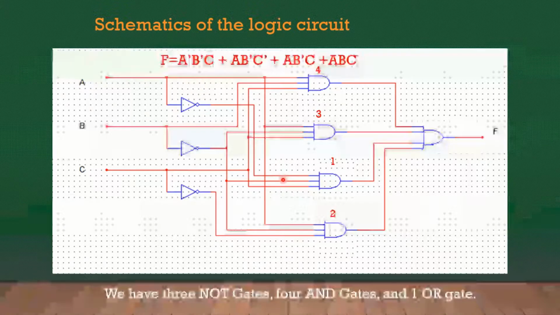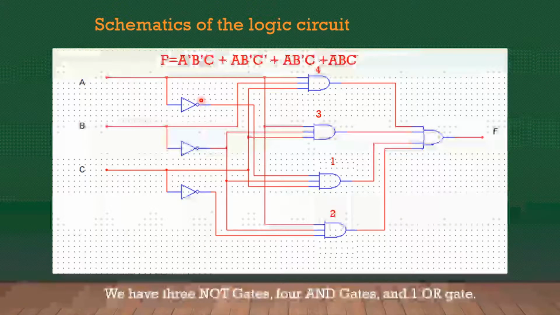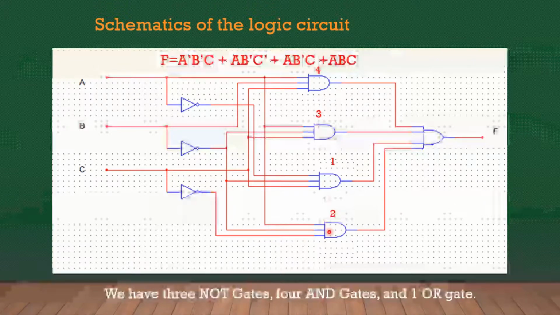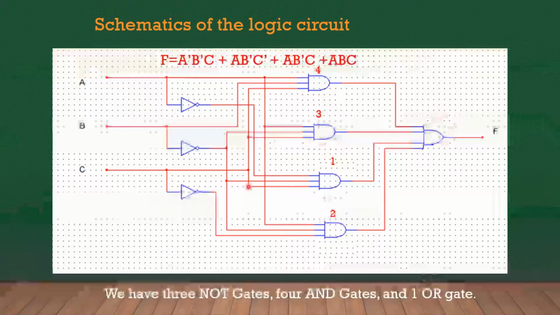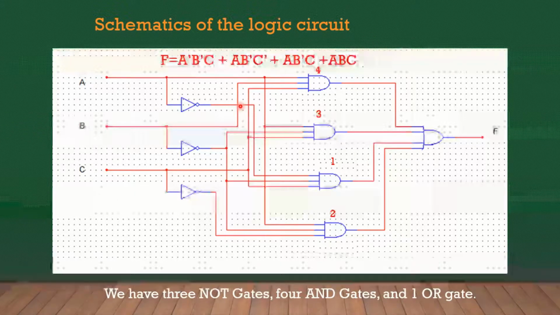This is the way we do it. Okay, so when we see the statistics for this, we have 3 NOT gates, 4 AND gates, and 1 OR gate. So totally we have 8 gates for this algebraic expression without any simplification. Okay, now don't forget that: 8 gates.